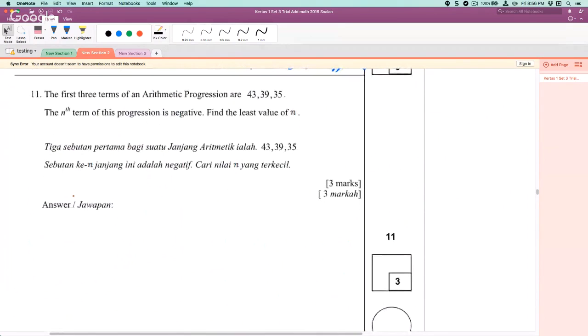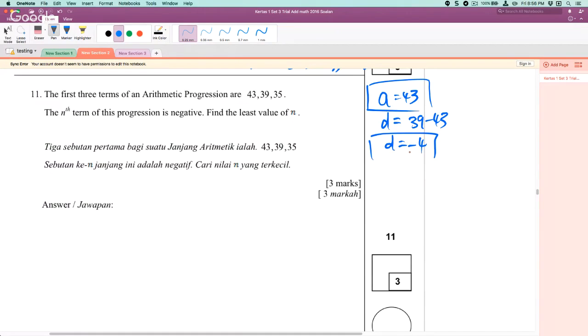Okay, the first 3 terms of an arithmetic progression is this one. So basically, you know, A is 43 and D is basically 39 minus 43. D equals -4. All right, so now I have my A and I have my D. Okay, so the nth term of this progression is negative.